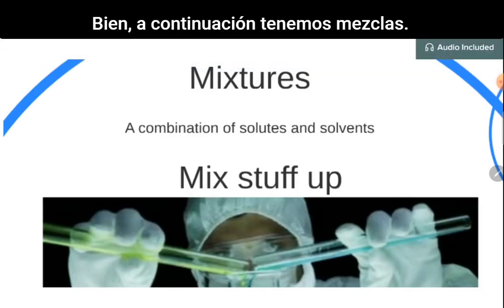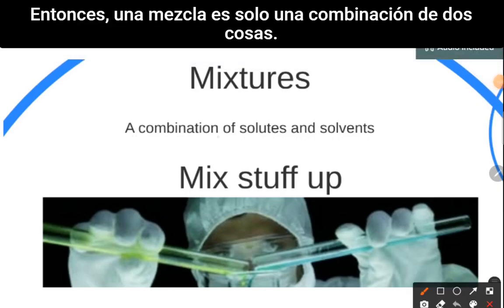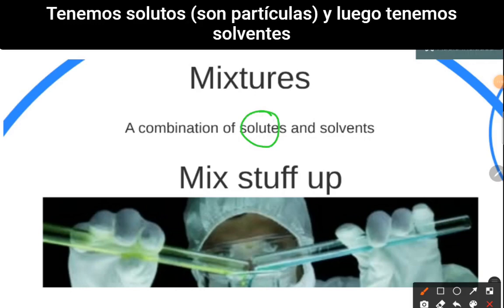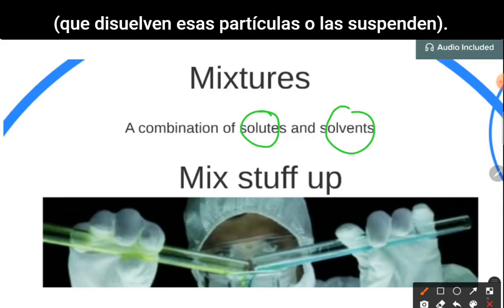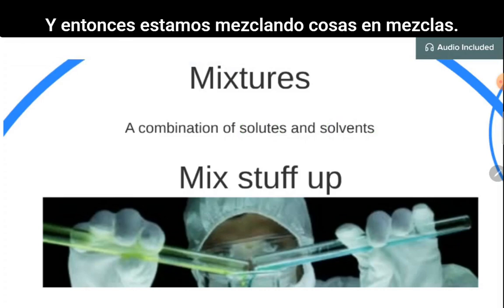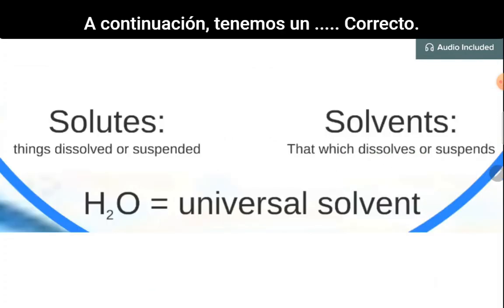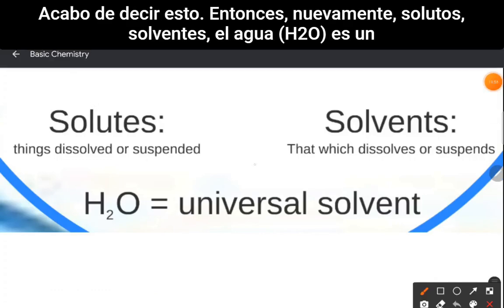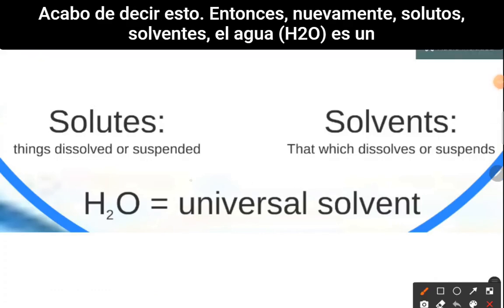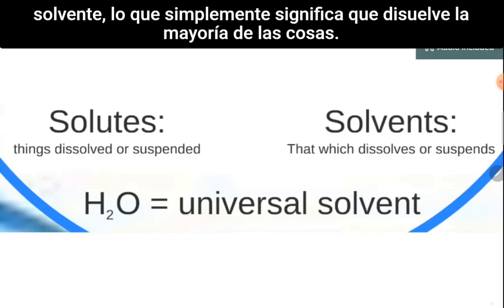Okay, next we have mixtures. Water is really useful in mixtures. A mixture is just a combination of two things. We have solutes, which are particles, and then we have solvents, which dissolve those particles or suspend them. And so we're mixing stuff in mixtures, very obvious. Again, solutes, solvents. Water, H2O, is the universal solvent, which just means that it dissolves most things.